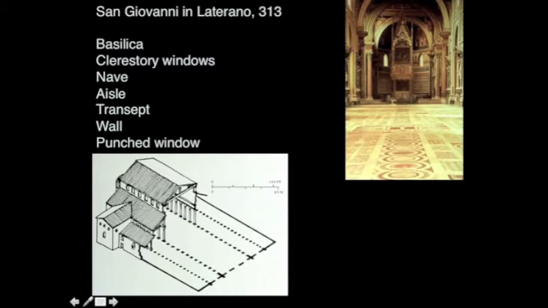And you could also precede that by saying the basic shape is the basilica, which is a Roman type, but they added a transept to the shape of the basilica to make it a cross, and in making it a cross, they made it a particularly Christian church.